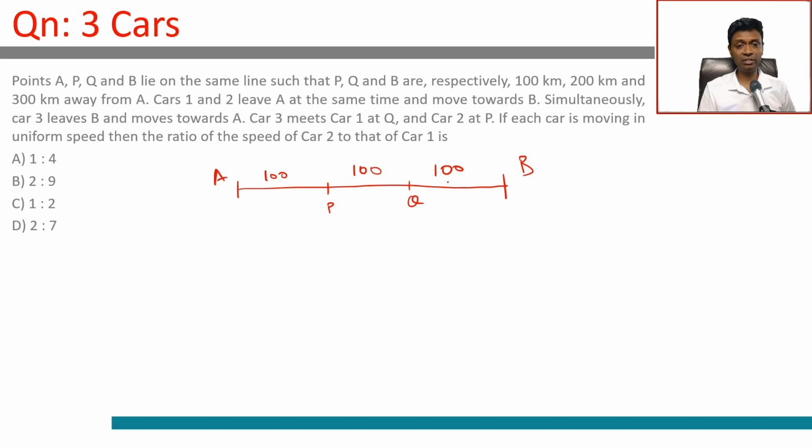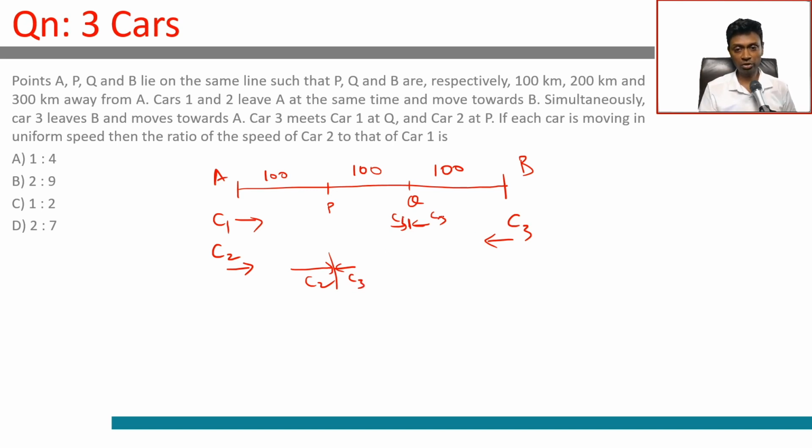Cars 1 and 2 leave A at the same time and move towards B. So C1 and C2 move towards B. Simultaneously, car 3 leaves B and moves towards A. So C1 goes, C2 goes, C3 comes this way. Car 3 meets car 1 at Q. So here C1 and C3 meet. And car 2 at P. So car 2 and car 3 meet at P.